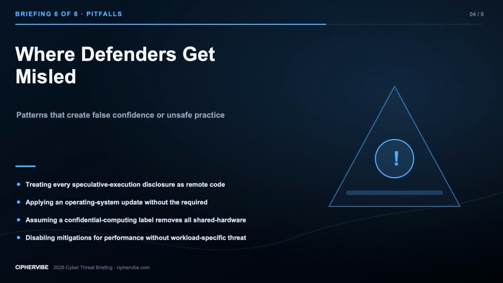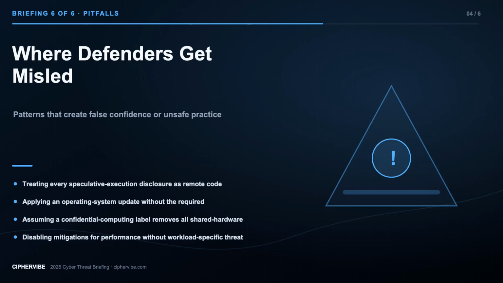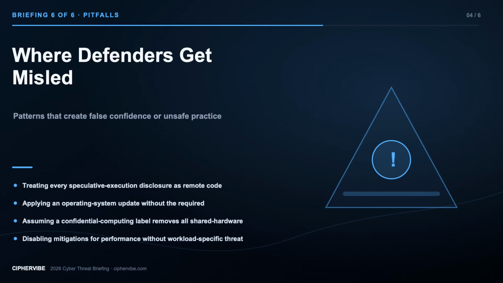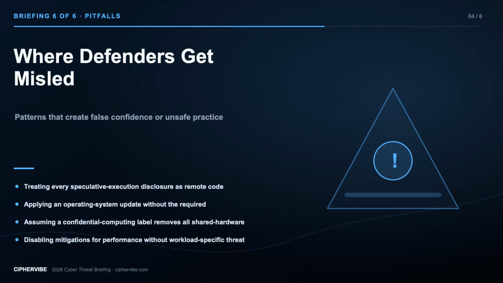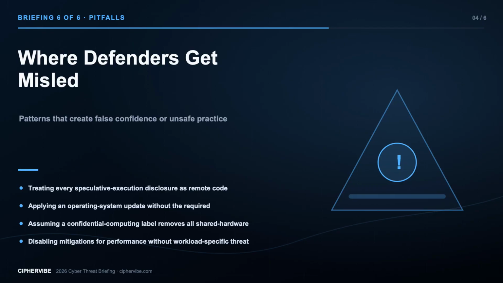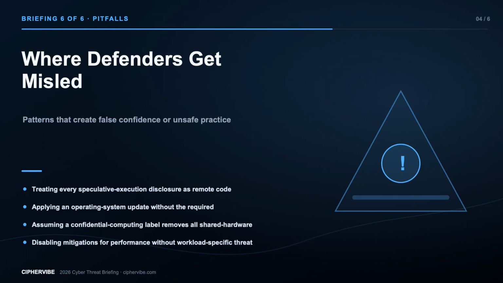Fourth, disabling mitigations for performance without workload-specific threat modeling can restore cross-domain leakage risk. Fifth, unsupported end-of-service processors may not receive evaluation or mitigation, creating long-lived exposure in forgotten infrastructure. These mistakes often share one cause: confusing an available signal with a complete explanation.